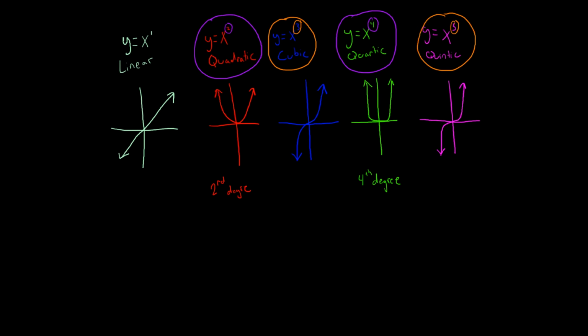If we were to continue going x to the power of 6, 7, 8, 9, and so on and so forth, then we could say that the odd degree functions, which would be the cubic and the quintic ones, would have very similar properties, and they'd look very similar to each other. This one would be third degree. And so would the even degree functions, like the quadratic and the quartic. They'd look very similar to each other. And then this one would be fifth degree.